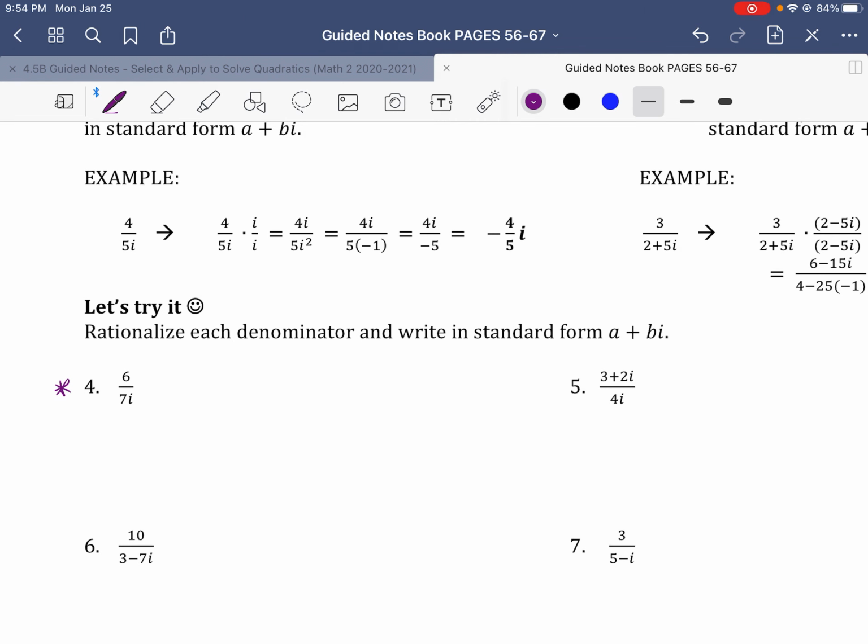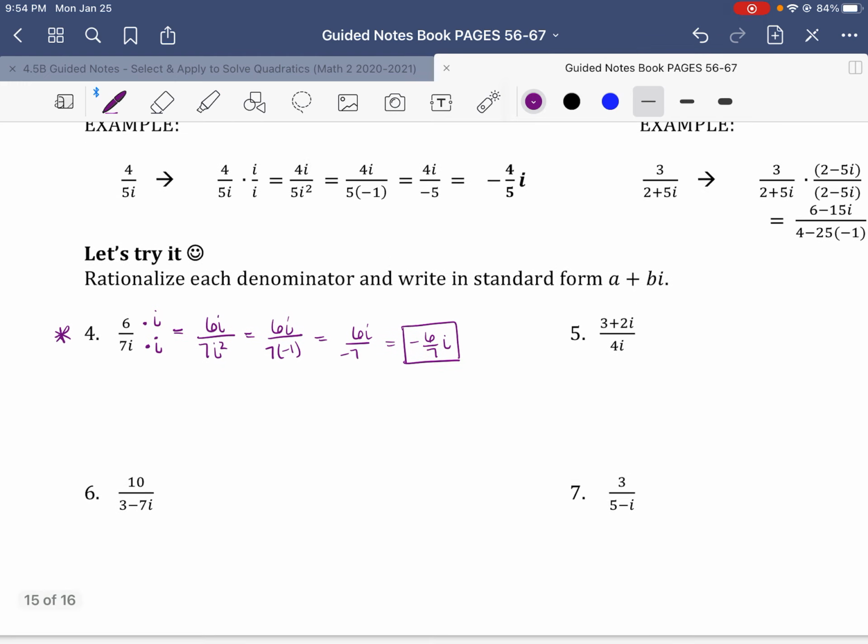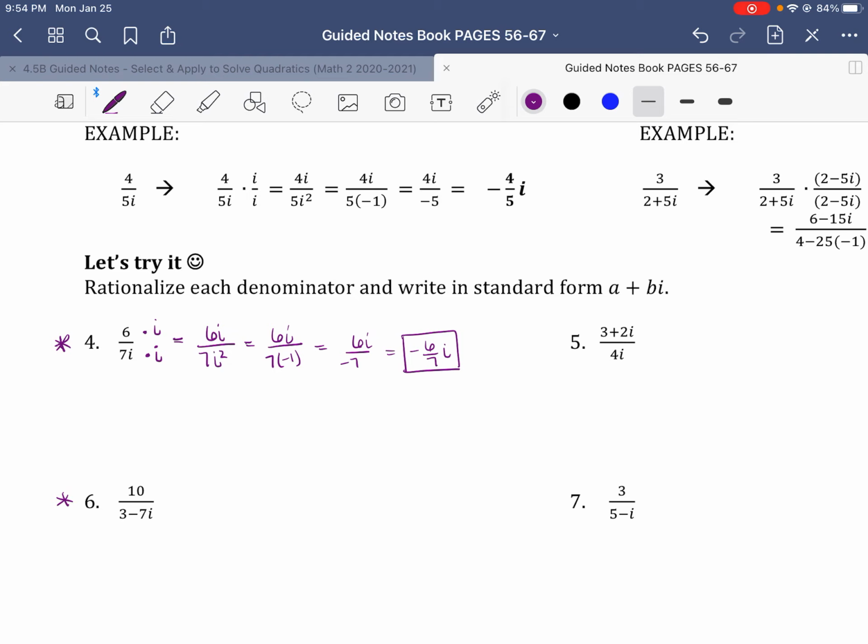6 over 7i. Again, this is just a monomial, so really to get rid of the i I just need to multiply the top and bottom by i. Now if I multiplied it by 7i or negative 7i, it wouldn't really matter. But notice on the top I now get 6i over 7i squared. Remember that i squared is equal to negative 1, so this is really just 7 times negative 1. So this is like 6i over negative 7. And we would just write that as negative 6/7 times i. Okay, so it simplifies.